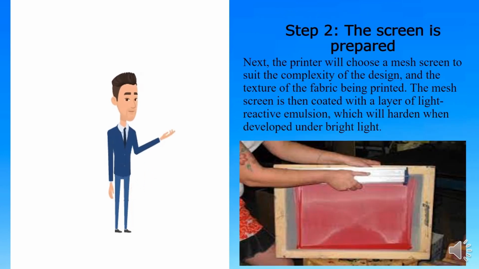Step number 2. The screen is prepared. Next, the printer will choose a mesh screen to suit the complexity of the design and the texture of the fabric being printed. The mesh screen is then coated with a layer of light-reactive emulsion, which will harden when developed under bright light.